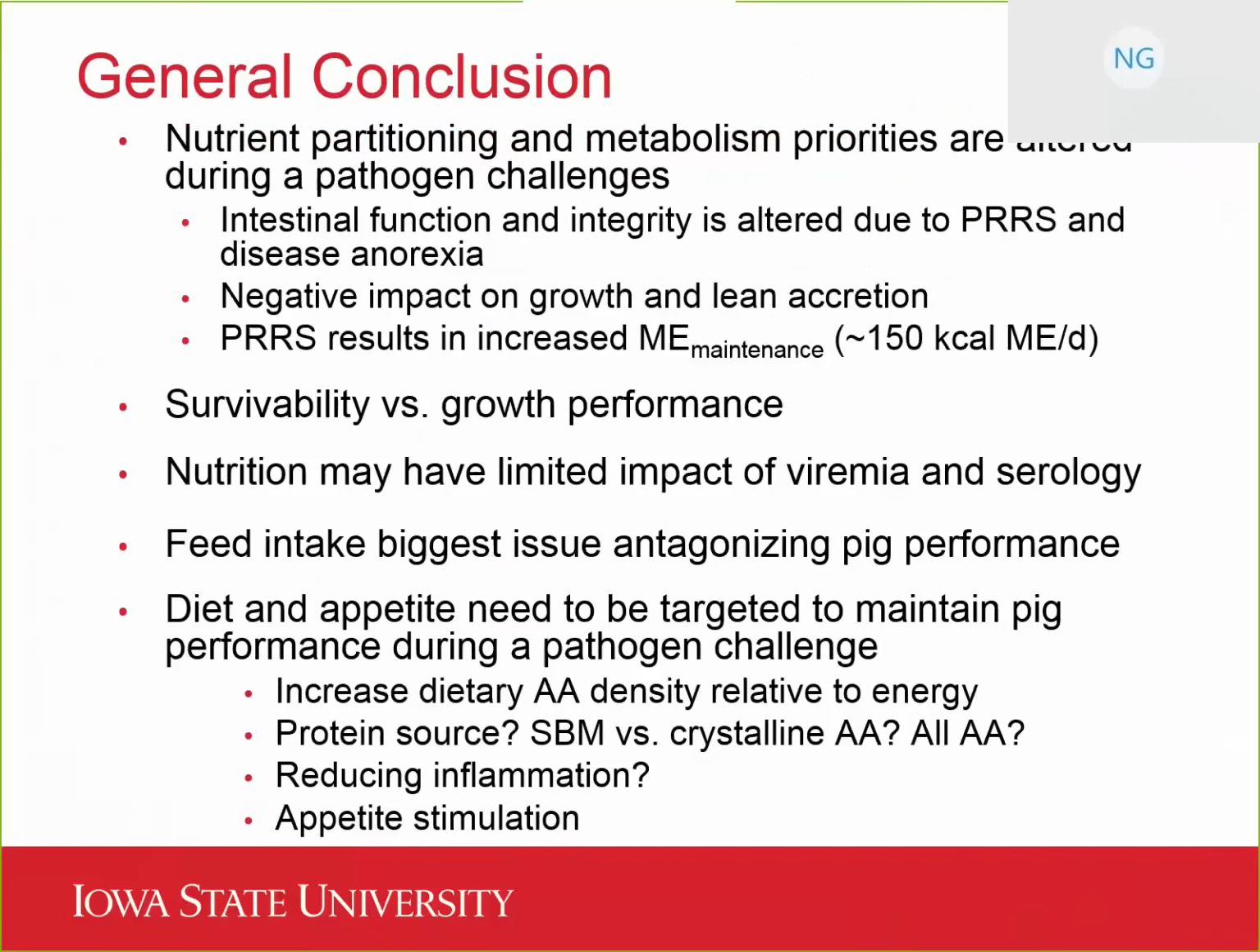So really, in general conclusions, nutrient partitioning and metabolism priorities are altered in pathogen challenges. There are some changes in intestinal integrity due to PRRS, and also disease anorexia seems to explain a lot of the phenotype. All these disease challenges have a negative impact on growth and lean tissue accretion, and most of it seems to be due to nutrient supply, in other words, essential amino acid and energy utilization or uptake by the pig, and feed intake, rather than actually repartitioning from muscle towards liver and other things.